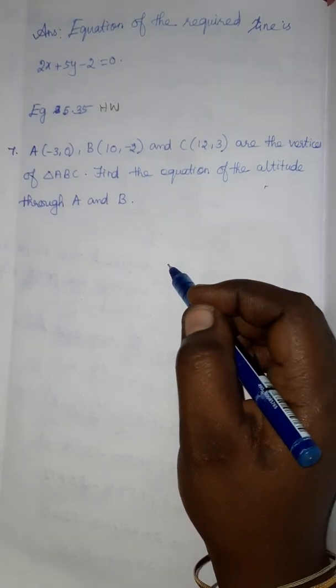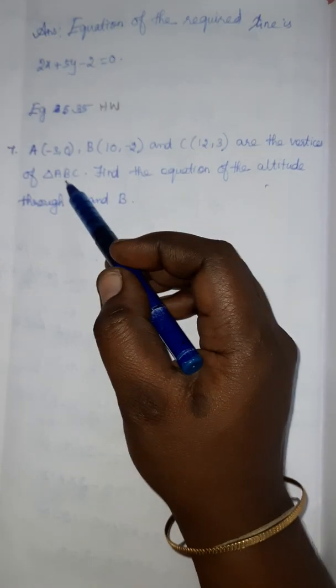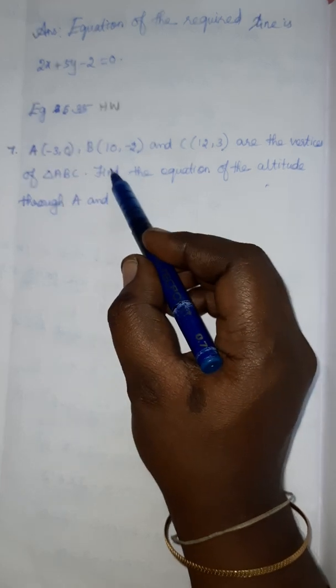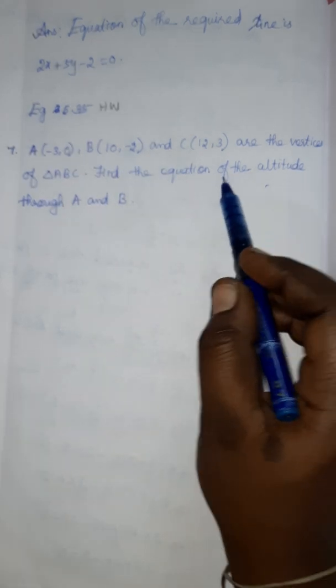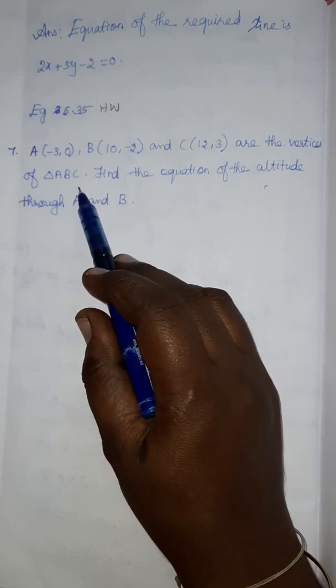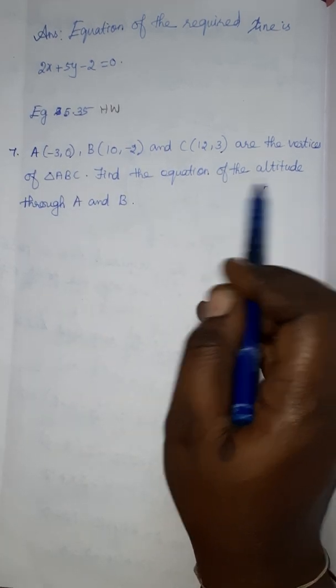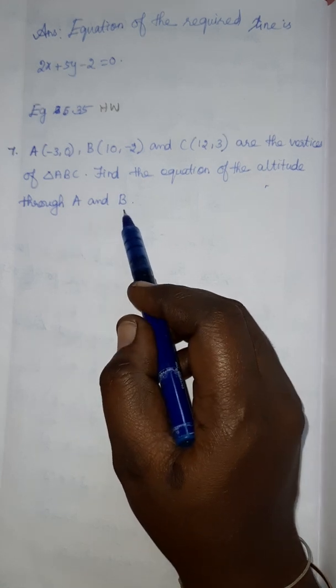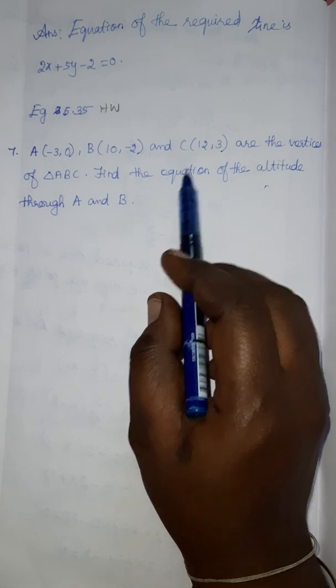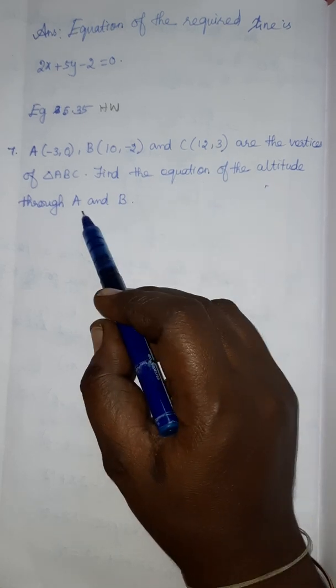Students, let us see the seventh question. A(-3, 0), B(10, -2), and C(12, 3) are the vertices of triangle ABC. Find the equation of the altitude through A and B. The vertex coordinates are given, and we need to find the equation of the altitude.